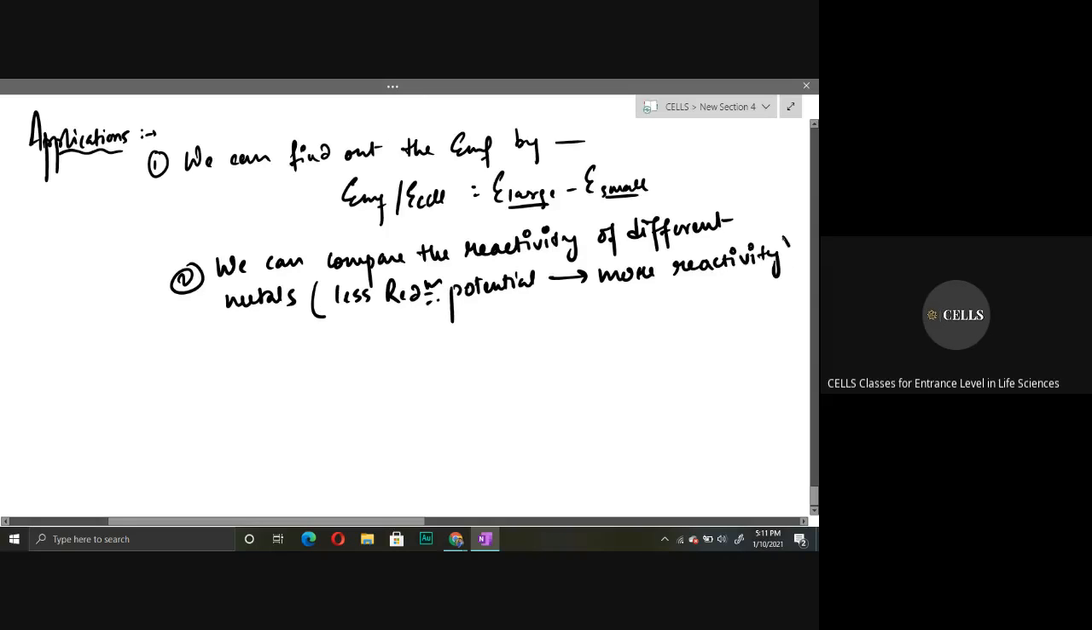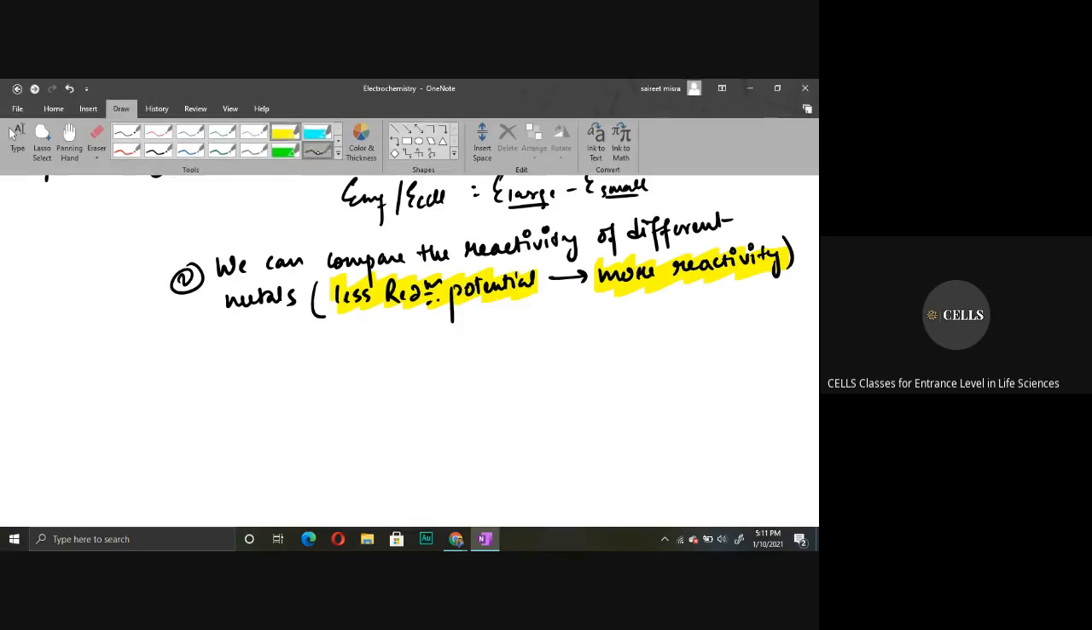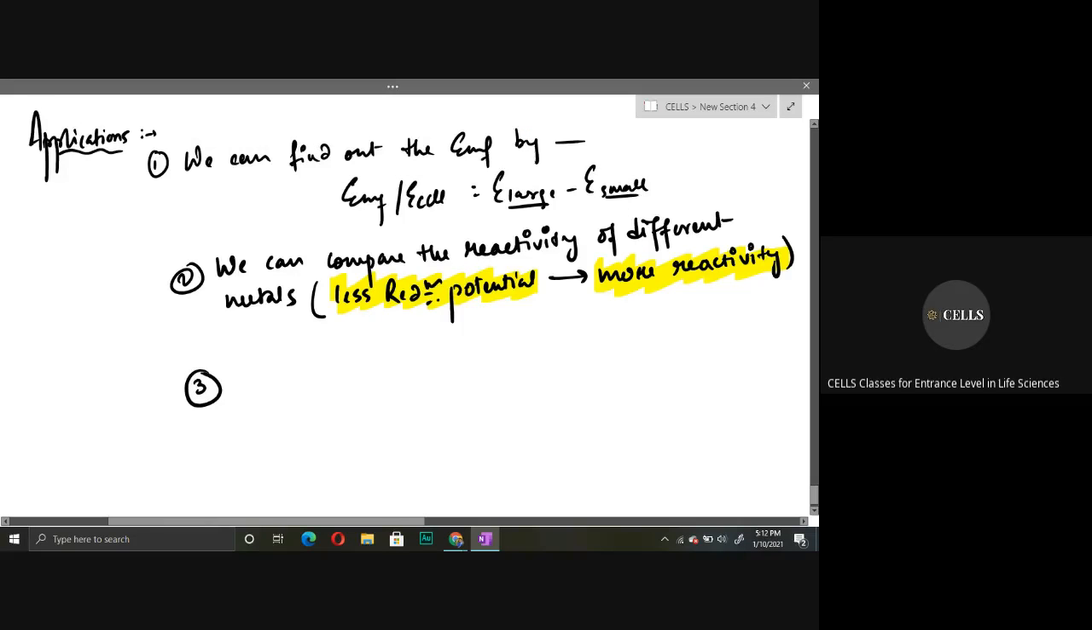Important point. Less reduction potential means more reactivity. Next, third: whether any reaction will occur or not, the spontaneity of the reaction. So we can also get an idea of the spontaneity of a reaction. How will we get this?